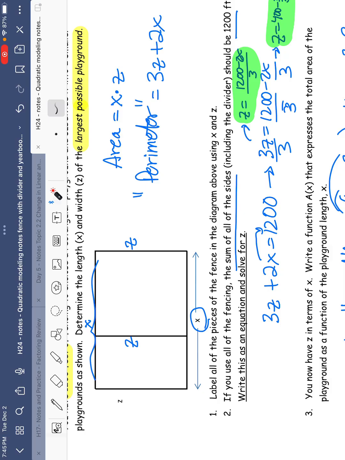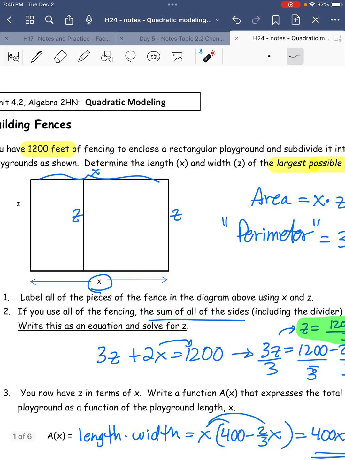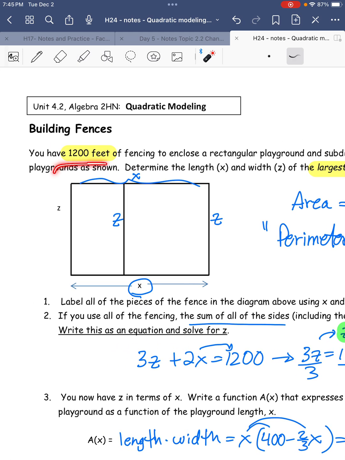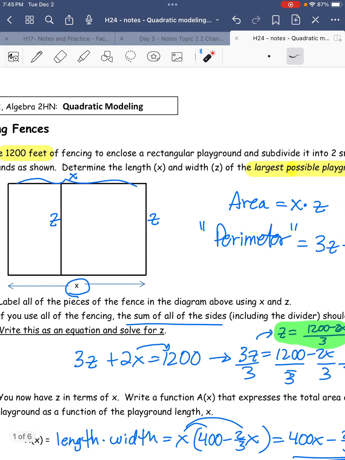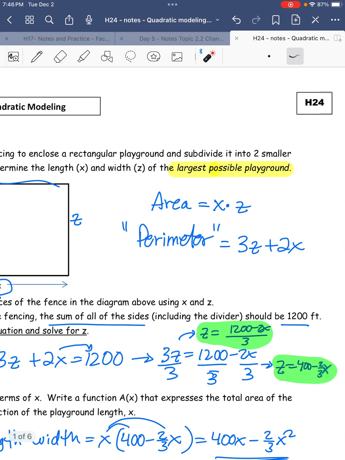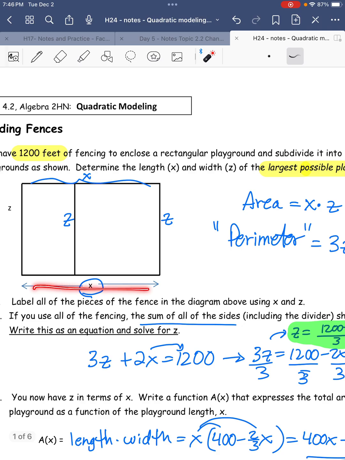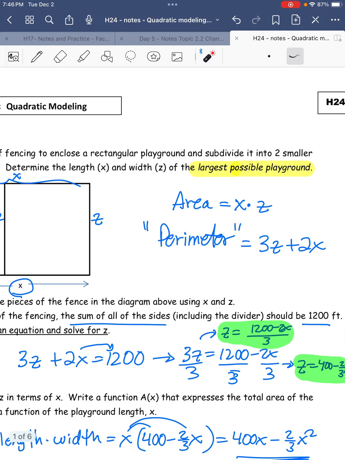All right, let's get to it. So in this first problem, you have 1,200 feet of fencing, right? You want to enclose a rectangular playground. Think of it like a dog park or something. You want a little part for the small animals and a bigger one for the bigger dogs, right? You're going to subdivide it into two smaller playgrounds as shown. So determine the length and the width, so basically x and z, of the largest possible playground.